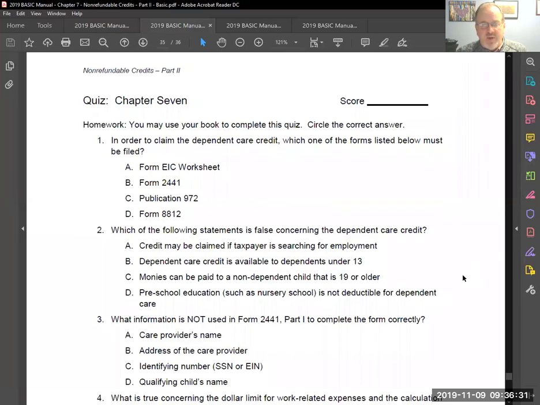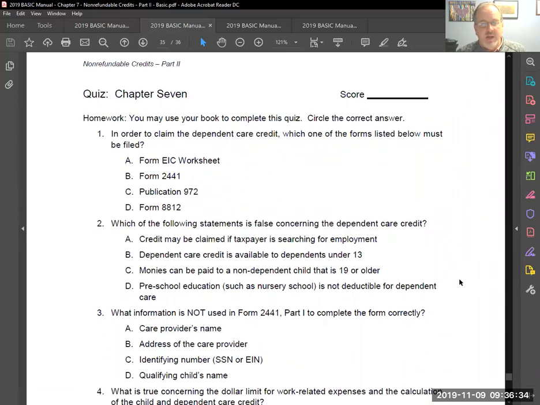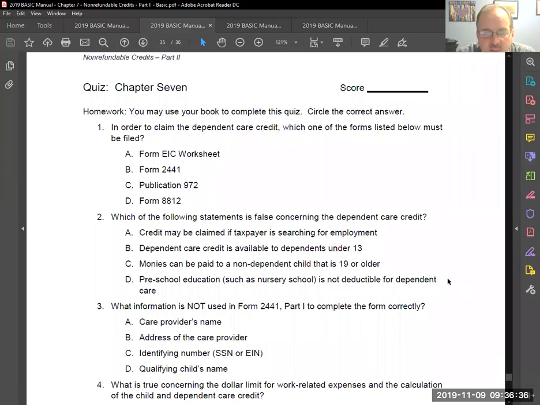Which of the following statements is false concerning the dependent care credit, okay? So let's kind of go through these. Credit may be claimed if the taxpayer is searching for employment. Again, that is true, all right? Remember, there's that little clause in there, it's not only working, but searching for employment, okay? Dependent care credit is available to dependents under 13. Again, that's true. So if you're kind of keeping track of ages as we go along, here's one of our first, once that child reaches the age of 13, the dependent care credit is off the table.